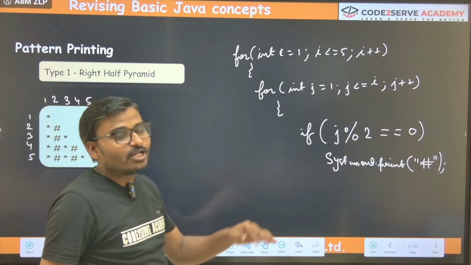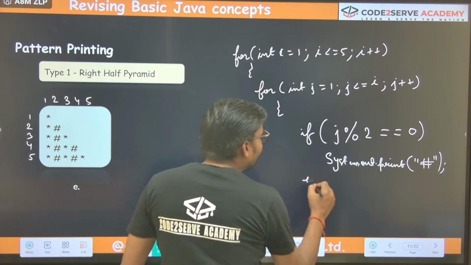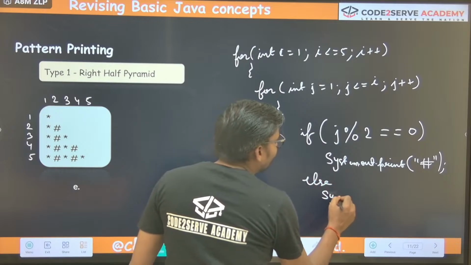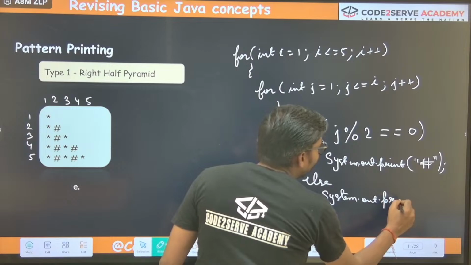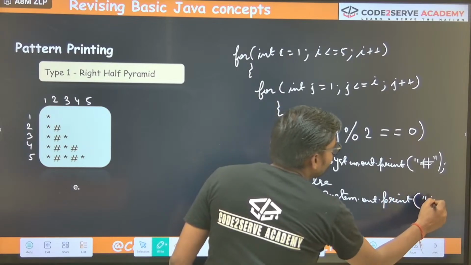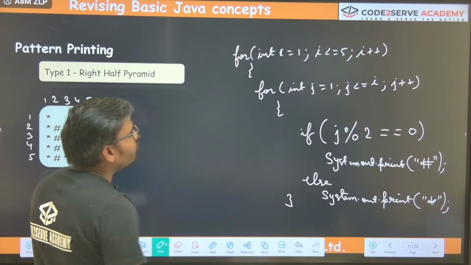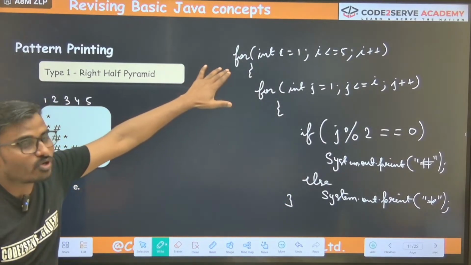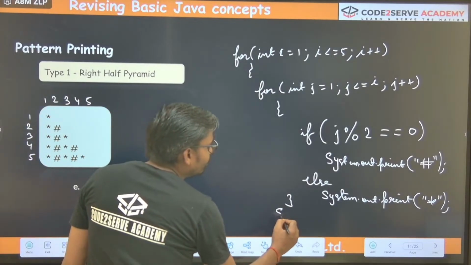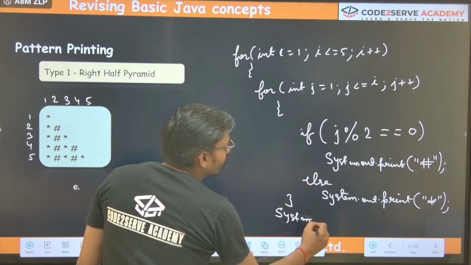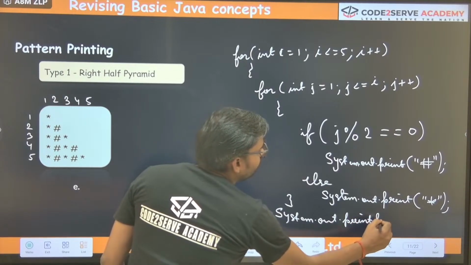Else, if the value of j is not even, that means it is odd. So for the odd part, I will write else System.out.print, and I will pass star over here. All right. So after this, before the closing of the for i part, we'll change the line, System.out.println.